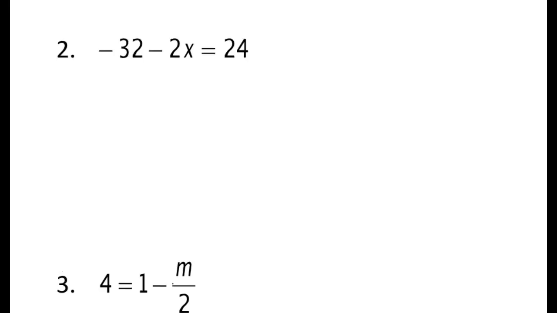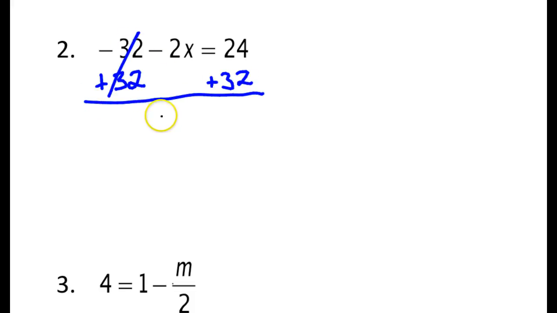Alright, so let's go through the rest of these. Again, I'm going to start on the side of the variable, and add or subtract the constant. In this case, it's negative 32, so to cancel it out, add 32 to both sides. Okay, that's 0. 2x equals, so it'll be 56.